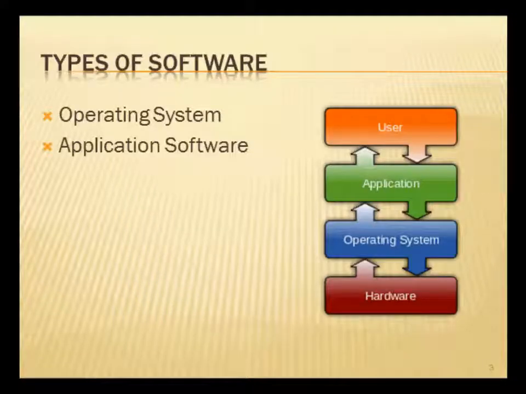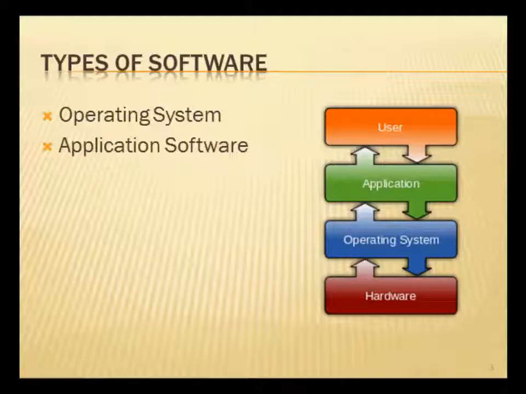Okay, so there's really two basic types of software. The first is the operating system software, which is what is running in the background of all of the applications that you run. An application is also known as application software. As you can see here, you have your hardware, and then running between the hardware and the application is your operating system.